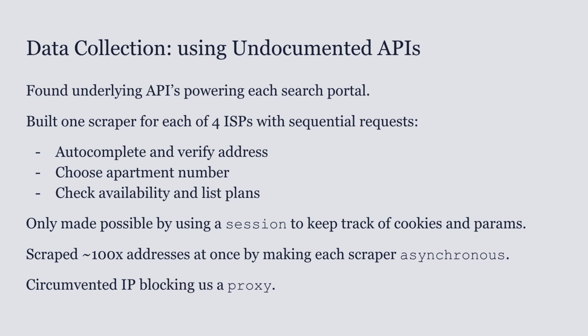And so we built a scraper for each of the four different ISPs. They all do these simple sequential requests through an undocumented API. The first is an auto-completion of an address and verifying that it's an address that's recognized by the provider. And then, if it's a multi-unit building, it's choosing an apartment number. Then lastly, it's checking the availability and listing the plans. And it's only possible because we're able to keep track of the context, like you need cookies and such, in between these requests, or the computer is too dumb to know what you're actually asking for.